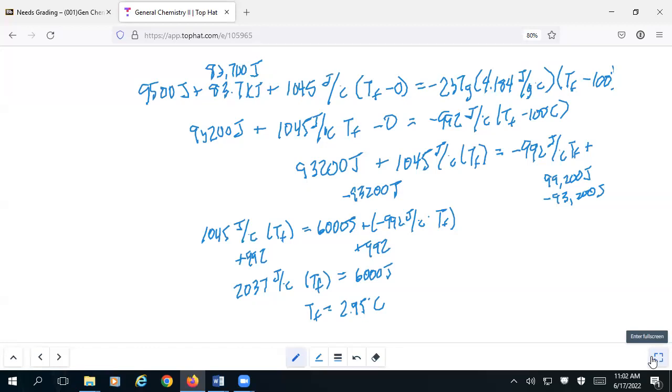So any questions with this problem before we do some hopefully easier examples of calorimetry?